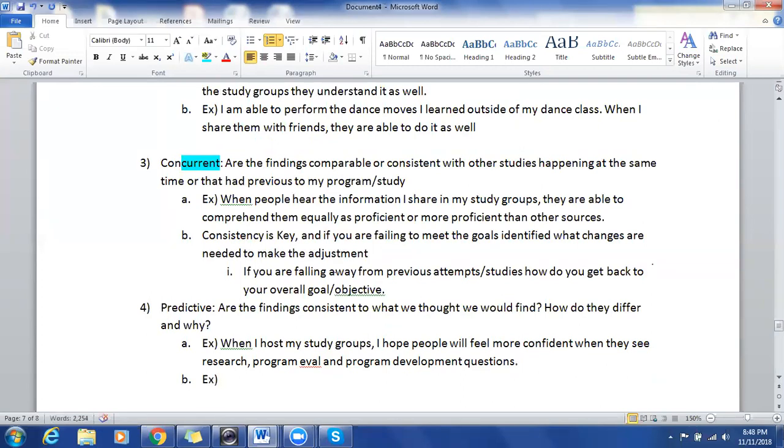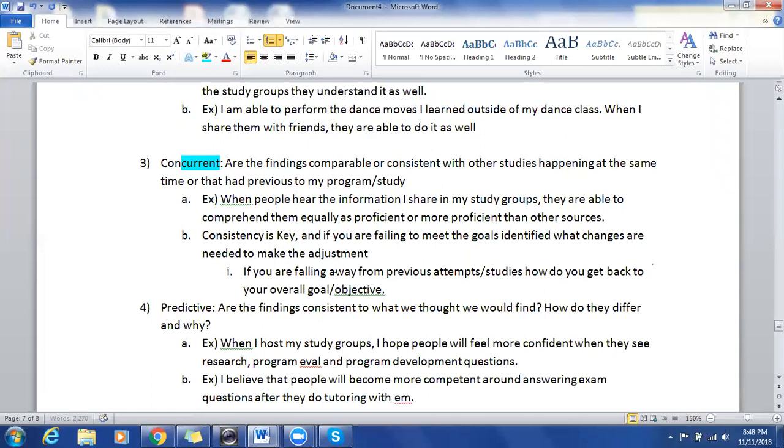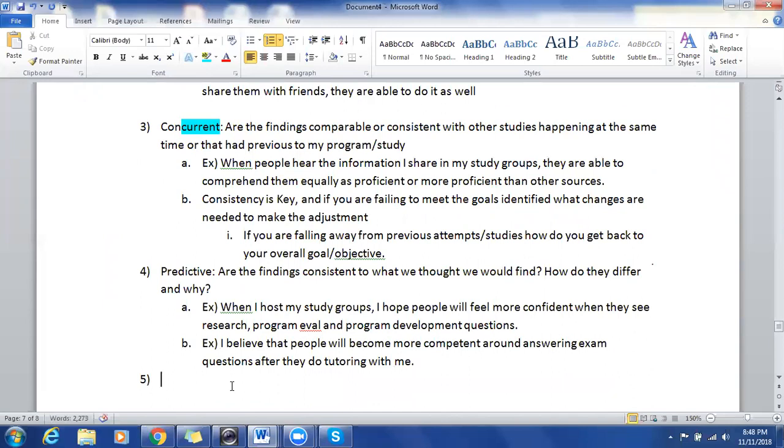Let's say another one, another overall predictive. I believe that people will become more competent around answering exam questions after they do tutoring with me. However, let's say more people fail than pass. I did not predict that very well, and I'm not very valid. Like, my measures aren't very valid.